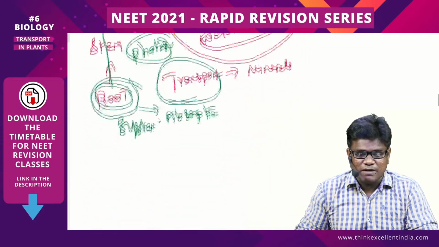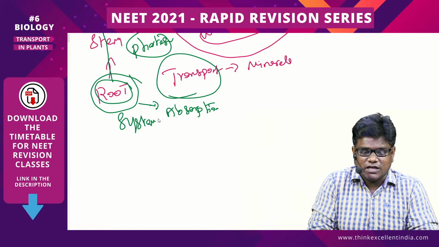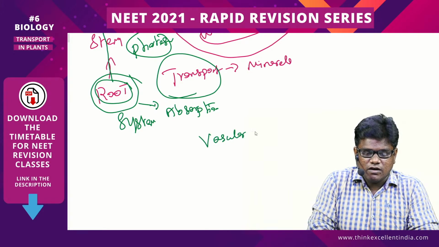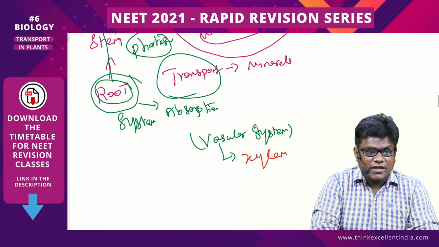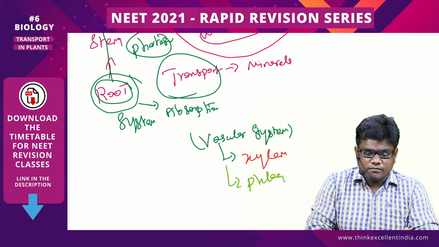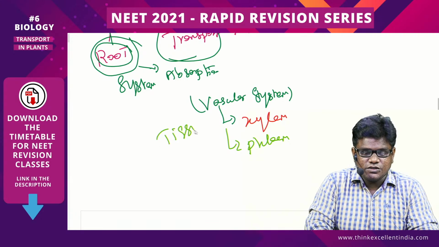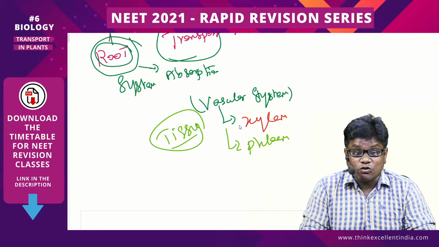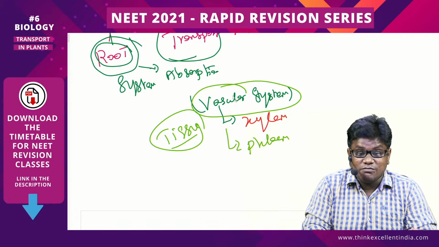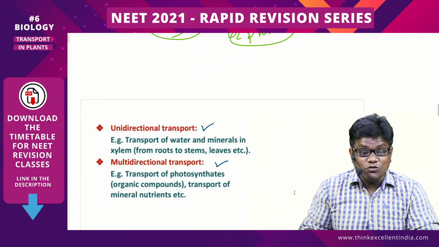So how does the transportation system inside plants work? It works through the vascular system. Okay? So the vascular systems are nothing but xylem and phloem. Okay? So xylem and phloem are vascular tissue. The tissues are similar or dissimilar types of cells which do certain functions. So the vascular tissues also play an important role, xylem and phloem, in making transport in plants work. So here you can see unidirectional transport.